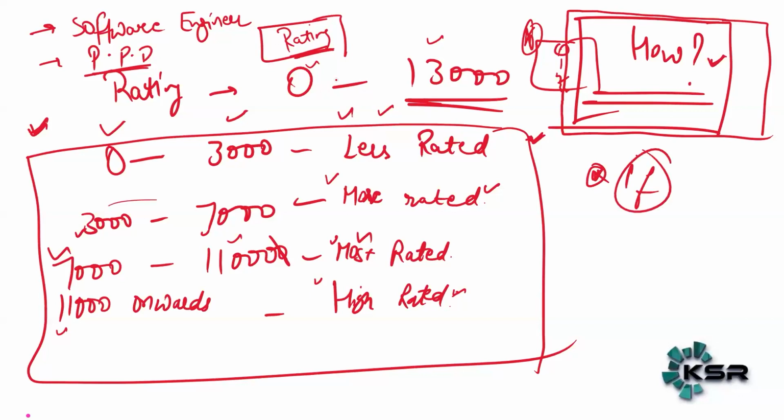That's why I told you to listen to the problem statement once again, carefully. If 0 to 3000, then less rated, right? Else 3000 to 7000, then more rated. If else, right? Yeah, that makes sense. I think you are more looking for if conditions, if I'm not wrong.